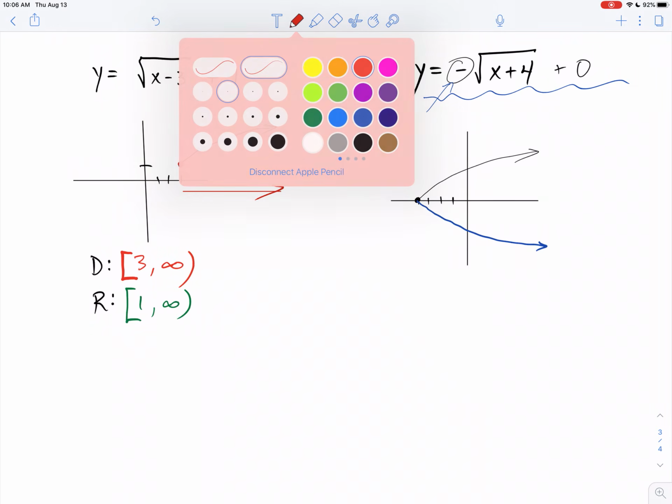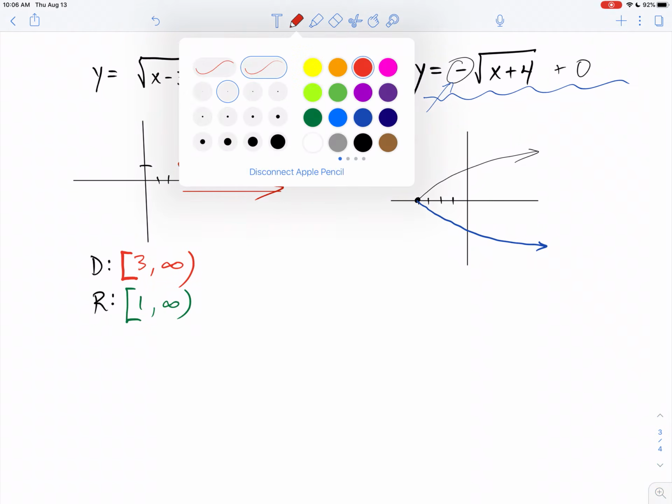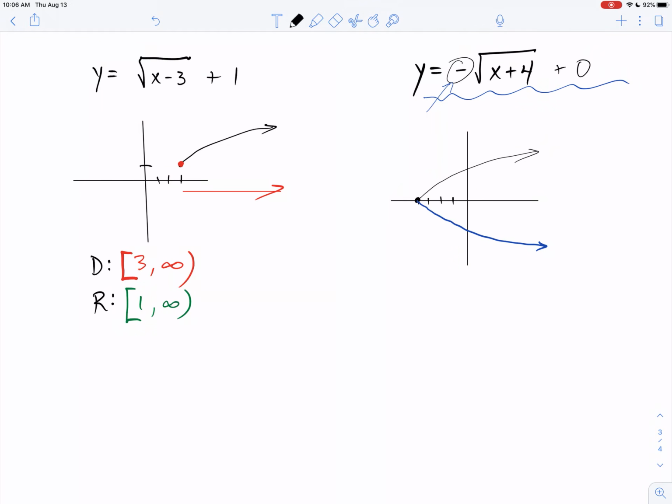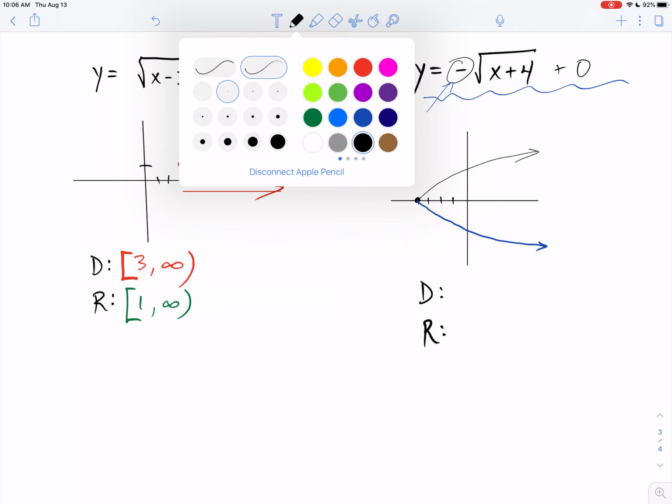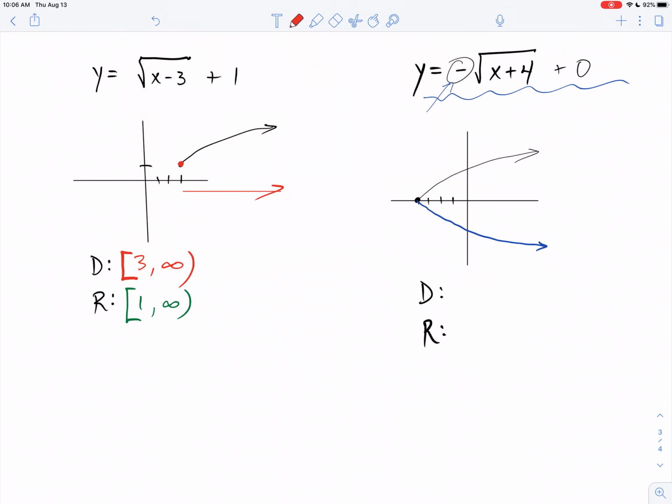So here we go. Let's talk about domain and range. I'm trying to stay color-coded. Let's go red and green. Domain. Hopefully you figured out that that is the x value that it starts at. So it starts at -4, and yes, -4 is a number it achieves. And then it goes all the way to the right forever. It never stops.